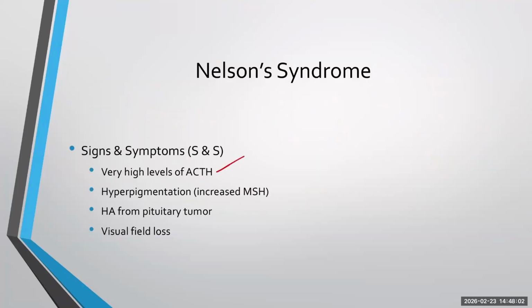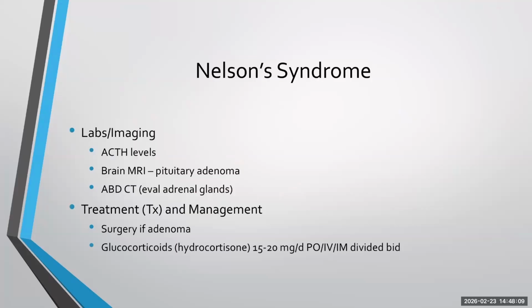Signs and symptoms, again, high ACTH, high MSH, headache from that pituitary tumor, and some visual field loss. Labs, obviously ACTH, get your scan of the brain for pituitary adenoma, and you want to do an abdominal CT to evaluate your adrenal glands. Maybe something was left over or something's going on. Treatment, surgery, if they do have an adenoma there, take it out, and you can give some glucocorticoids to help with the lack of cortisol.